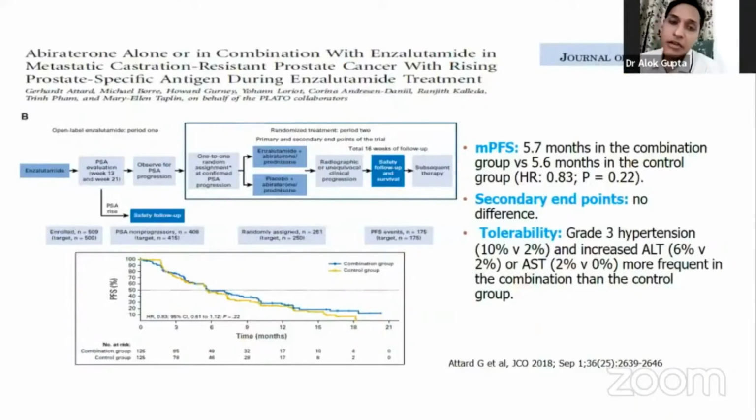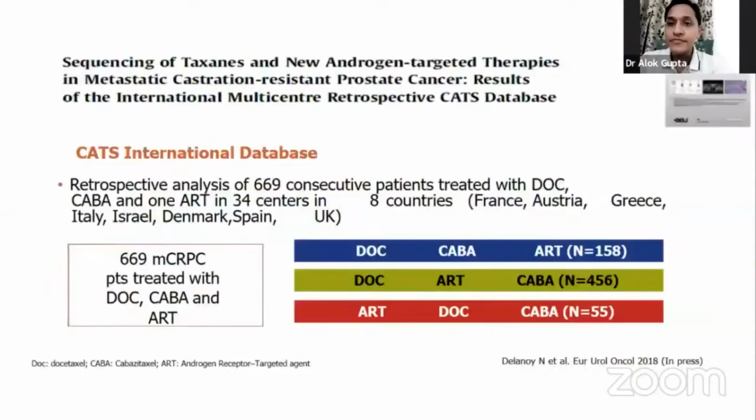Now, another question which came to our mind was what happens if we can combine enzalutamide and abiraterone. We know that these molecules have separate mechanisms of action, and would it be beneficial if we can combine these two? And this question was answered by this study which was published in JCO around 4-5 years back. So enzalutamide plus abiraterone versus placebo plus abiraterone, and it showed that there was no significant advantage of combining these two agents.